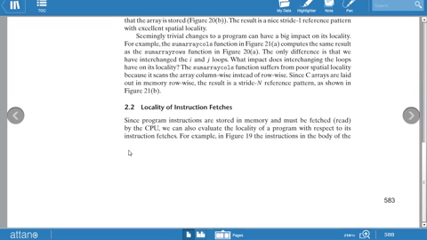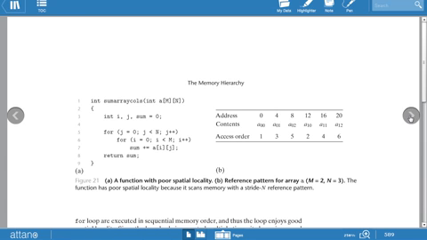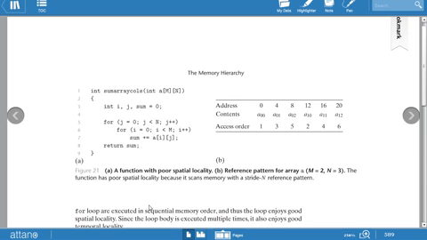That is, in reference to the locality of programs, we can use the instructions that are fetched from the memory. For example, in figure 19, instructions in the body of the for loop are executed in sequential memory order, and thus the loop enjoys good spatial locality. What is spatial locality? That is, data is stored one after another. So this is the best example. First it is 0, then j plus 1, j plus plus, that is 1, 2, 3, 4, increasing from 0 to 1, 2, 3, 4, 5, 6. That is spatial locality.